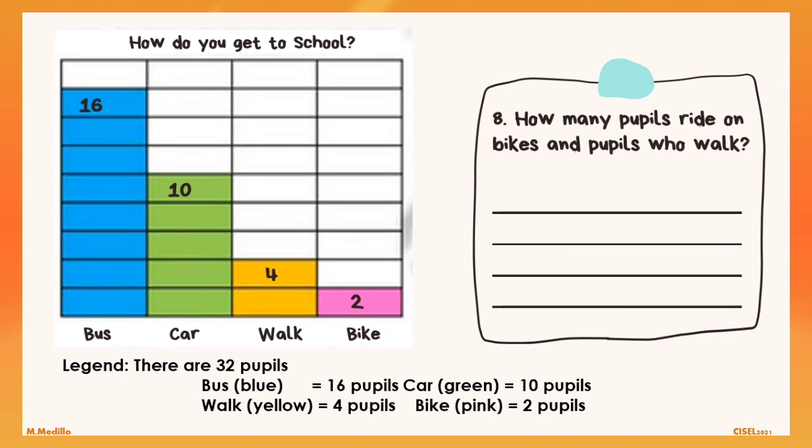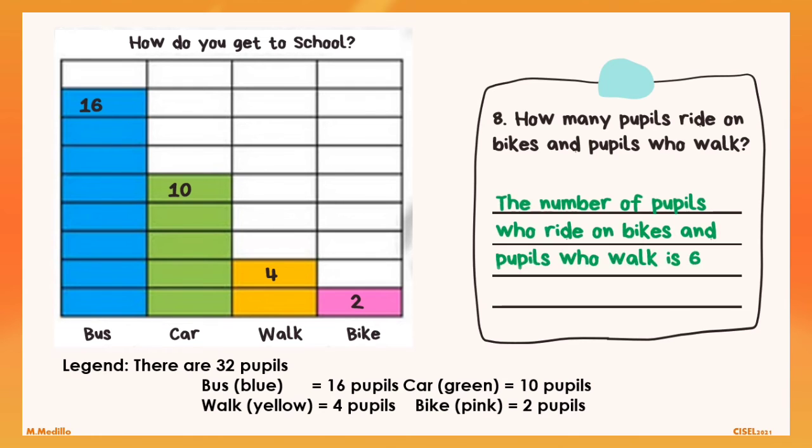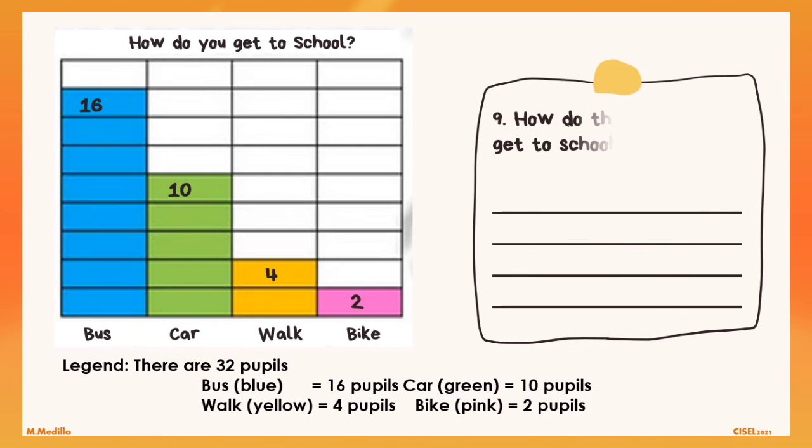Number 8. How many pupils ride on bikes and pupils who walk? Superb! The number of pupils who ride on bikes and pupils who walk is 6. And last, number 9. How do the most pupils get to school? Excellent! Most of them go by bus.